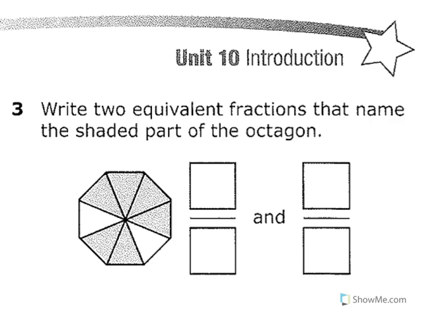Question number 3. Write 2 equivalent fractions that name the shaded part of the octagon. So, first off, we'll go and figure out what is the shaded part of the octagon. We'll figure out the denominator first. We'll count up how many pieces there are altogether. That's 1, 2, 3, 4, 5, 6, 7, 8 pieces. So our denominator would be 8. And out of the 8, there's 1, 2, 3, 4, 5, 6 that are shaded. So we have 6/8.